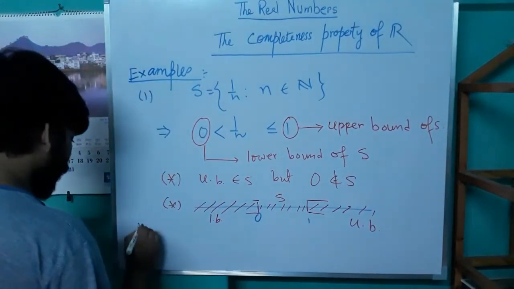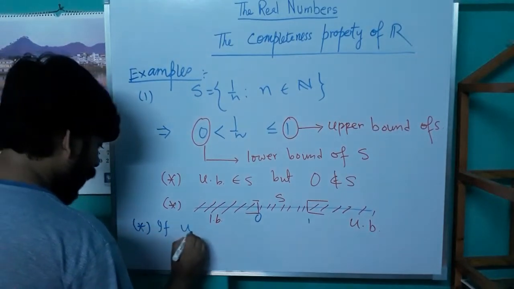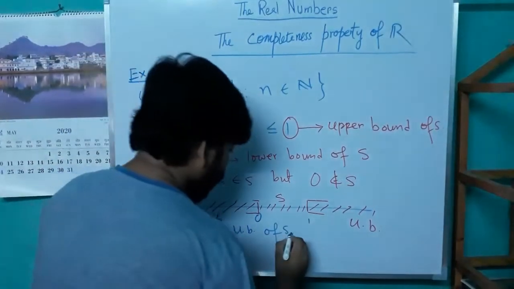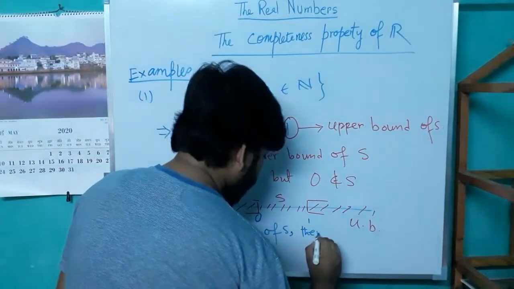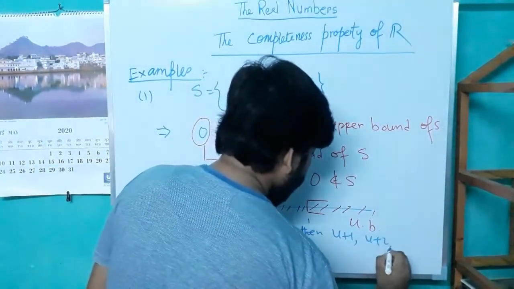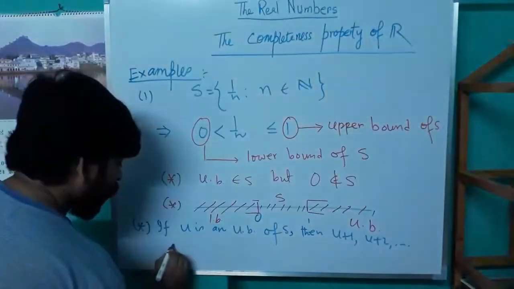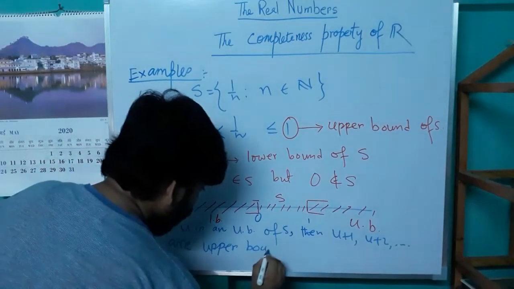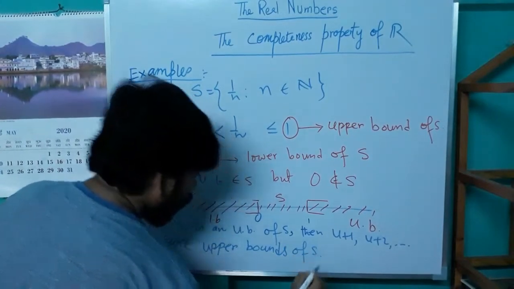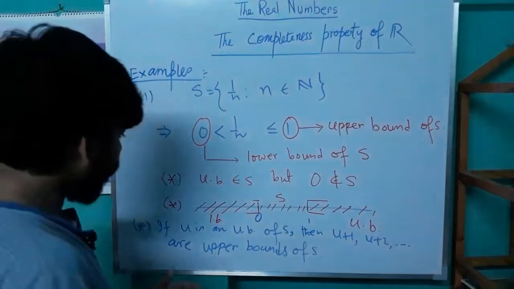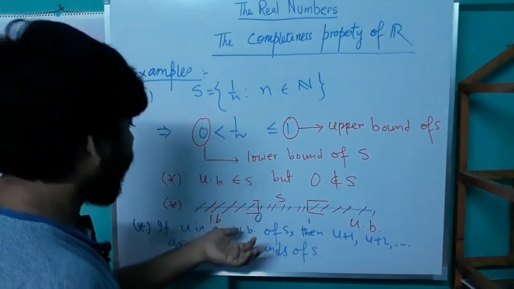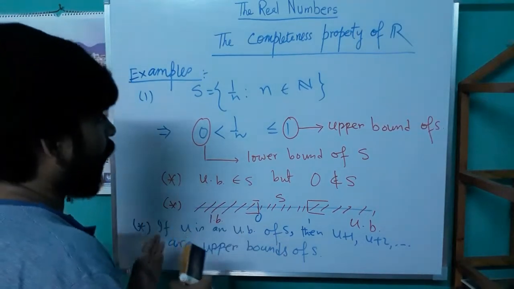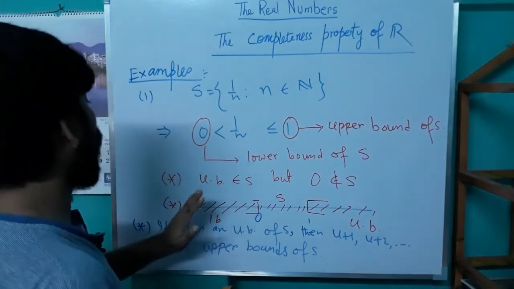If U is an upper bound of S, then U plus 1, U plus 2 are all upper bounds of S. And similarly if V is a lower bound of S, then V minus 1, V minus 2, V minus 3 are all lower bounds of S. So if an upper bound exists, then it is not unique, and if a lower bound exists, then it is not unique.